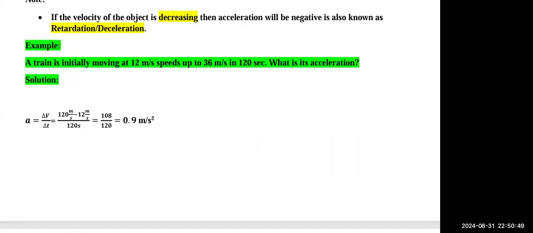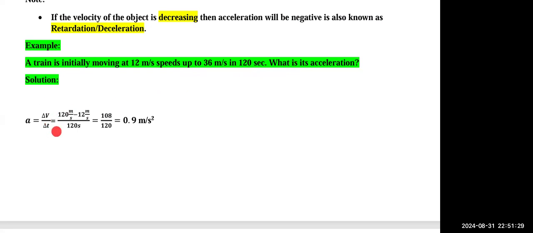Okay, now let's look at an example. A train is initially moving at 12 meter per second, and speeds up to 36 meter per second in 120 seconds. It means initially the speed of the train is 12 meter per second, and it speeds up. It means it gains more speed, so you can say it is accelerating. Now speed is changed from 12 meter per second to 36 meter per second. The time interval of that duration is 120 seconds. So what is its acceleration?